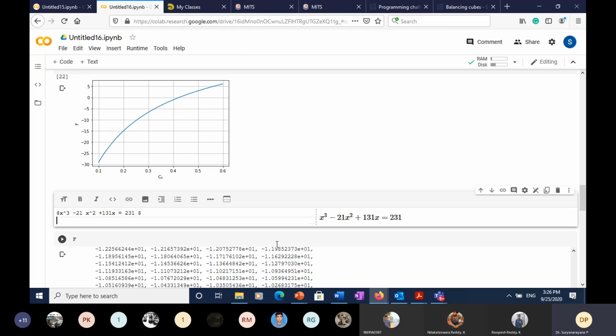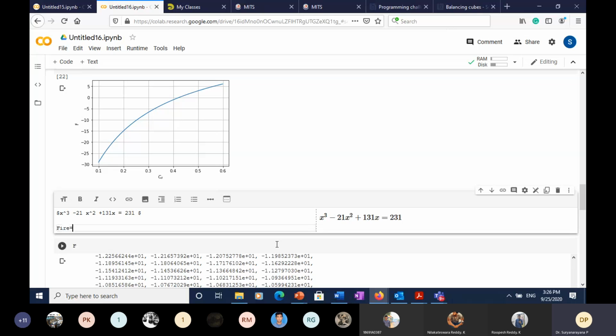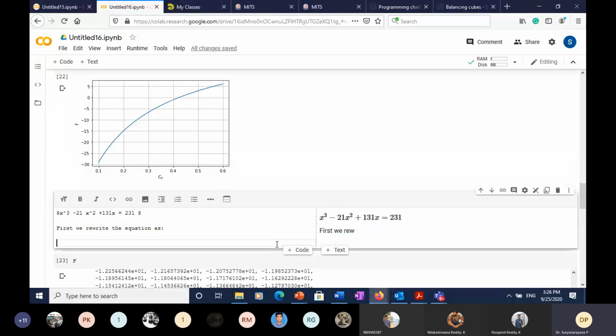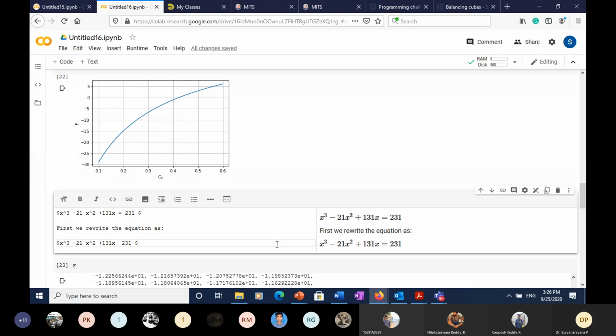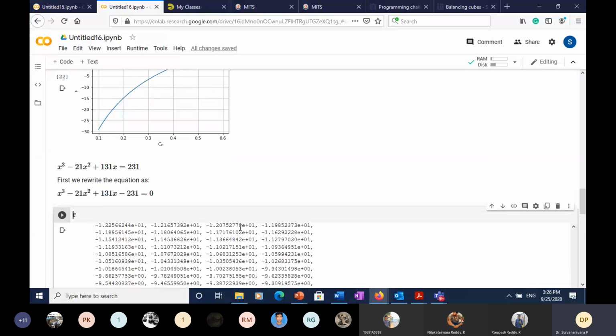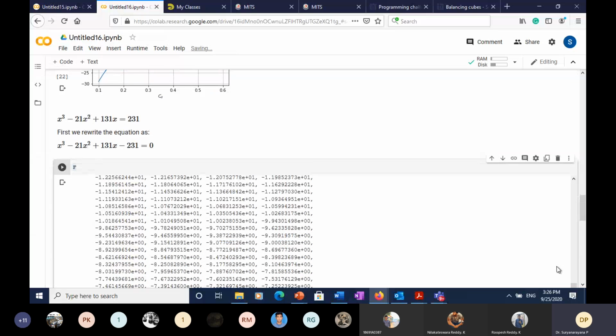Now what I'll do is, first we rewrite the equation as minus 231 equals 0. Like I told you, the first thing you should do is bring everything to one side. Then I'll do some plotting.